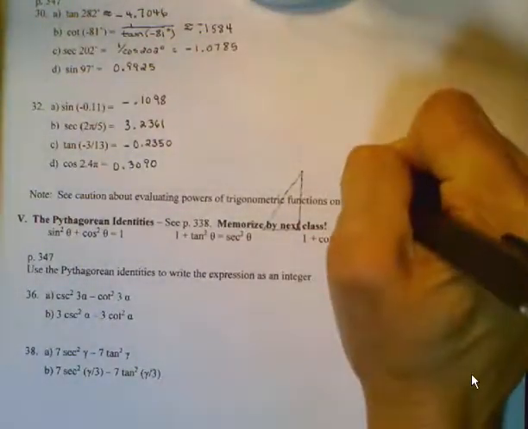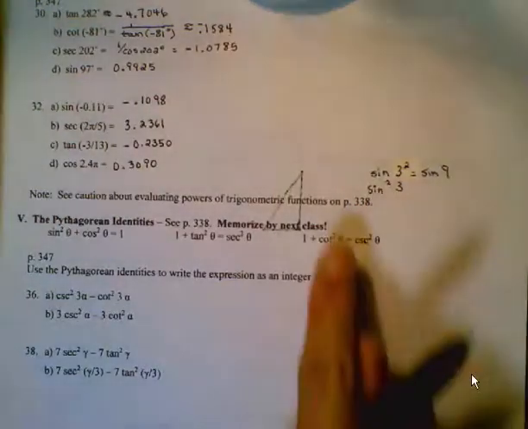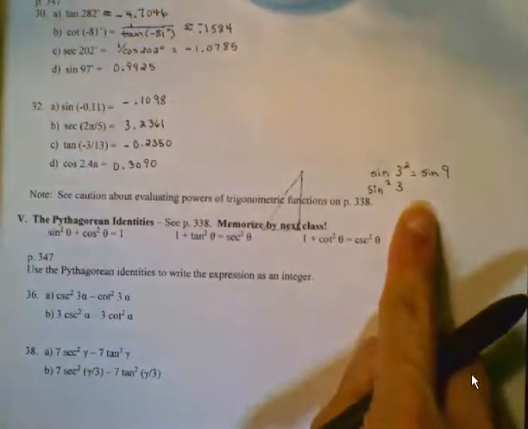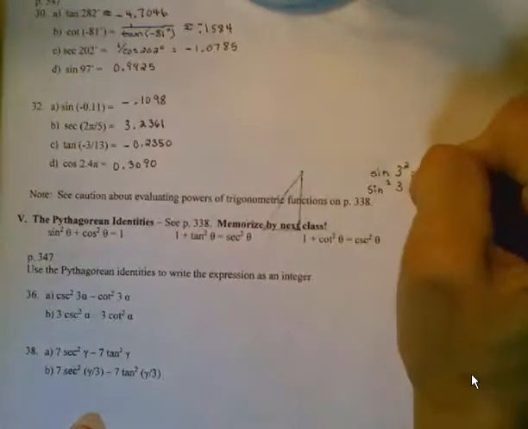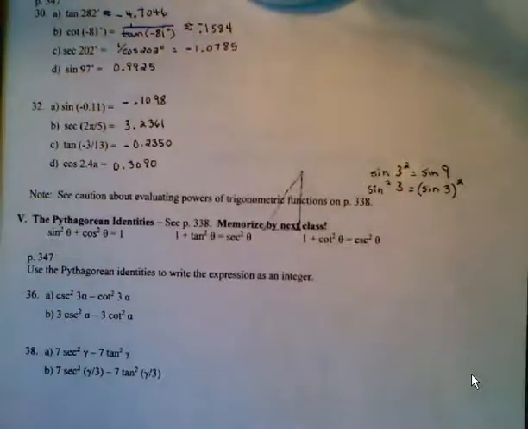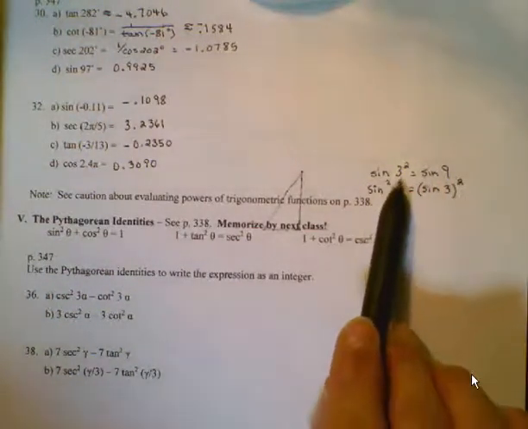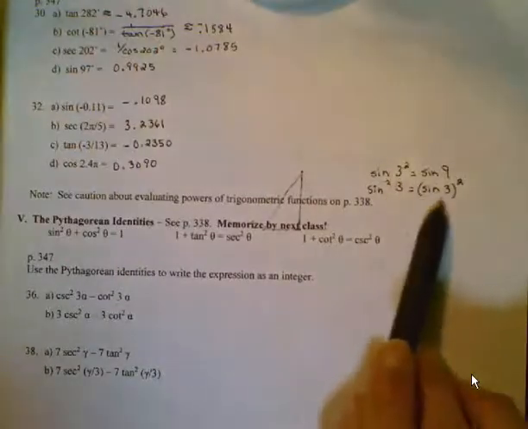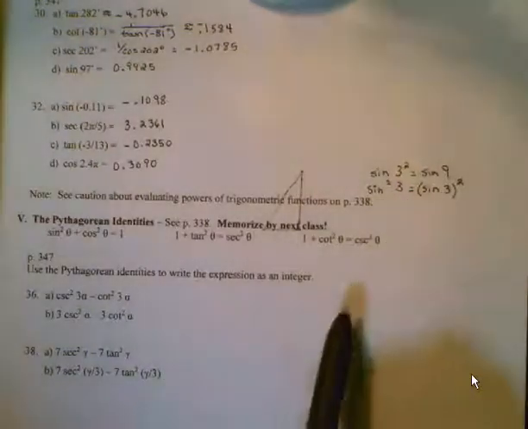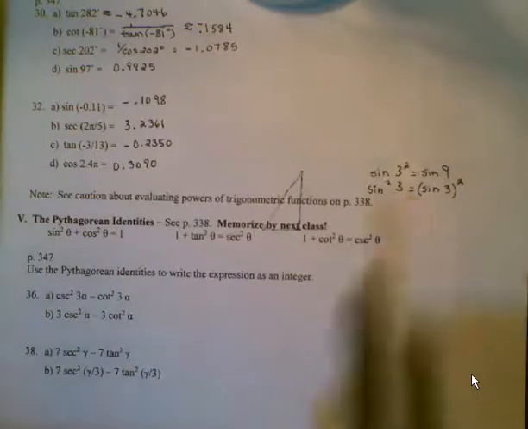That's not the same thing as this. This means it's the sine that's being squared, not the 3. That's equivalent to writing sine of 3 in parentheses, then squared. So if you want to square the sine instead of the argument of the sine, you either have to use parentheses or you put the square on the sine rather than the number. That's an important distinction. We're going to talk about that a lot when we get to calculus.